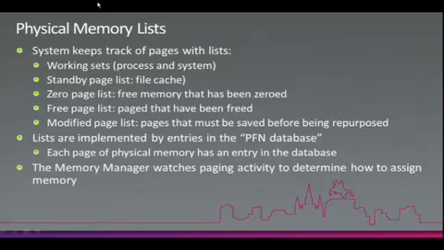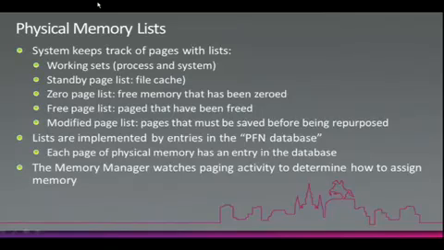There's the standby list, which is really the file cache. There's the zero page list, which are pages that have been freed and then zeroed by the zero page thread to be able to give them to a process zeroed already so they're not seeing anybody else's data by accident. The free page list, which are pages that have been freed yet not zeroed yet. And then the modified page list, pages that need to be written back to disk, either the paging file or a file on disk. The lists are implemented as entries in the PFN database. So the PFN database has these lists all weaving through it for each of these different things.